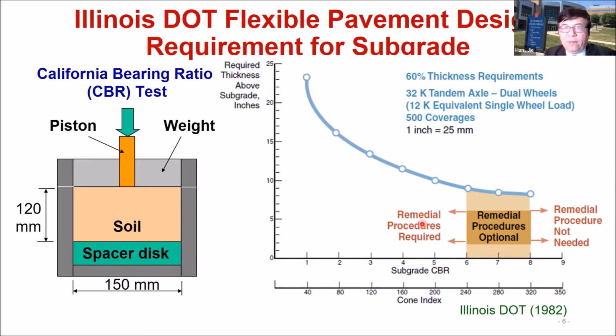So this is a very nice design chart used by Illinois DOT, to decide whether we need to use a remedial procedure or not, depending on the subgrade CBR. So if the subgrade CBR is less than 6, the guidelines say you need to use a remedial procedure to treat the subgrade. Now, if the CBR is greater than 8, or 8%, the remediation procedure is not needed. If it is in between, that's optional. So this slide also gives you some typical design thickness required above the subgrade.